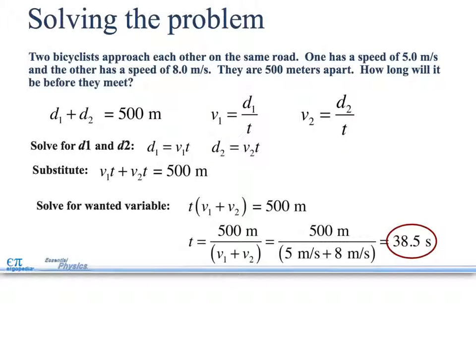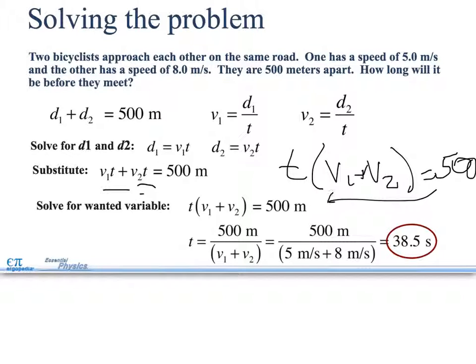So if that's the case, I can factor those t's out, where t is factored out, and then you have V1 plus V2 equals 500. That's where this came from, factoring out the t. So if I'm trying to solve for t, they divided by this to get it underneath the 500. So you have 500 over 5 plus 8 equals 38.5.